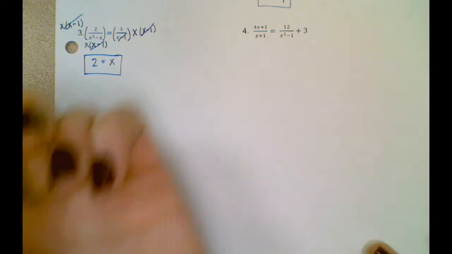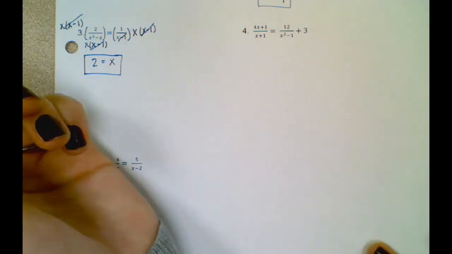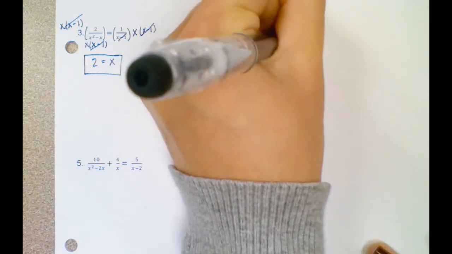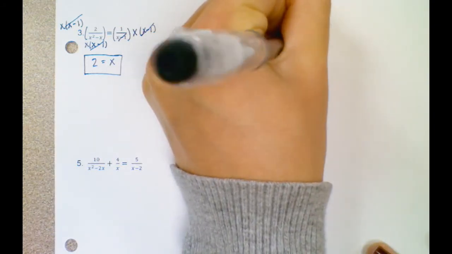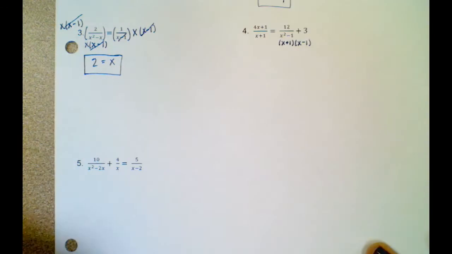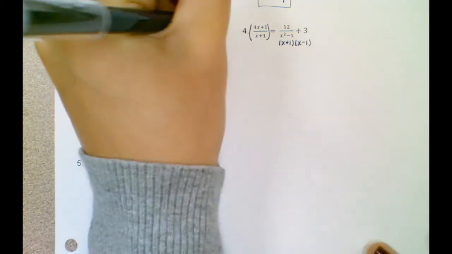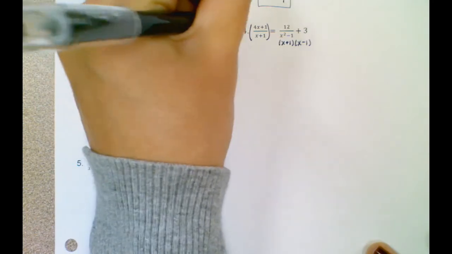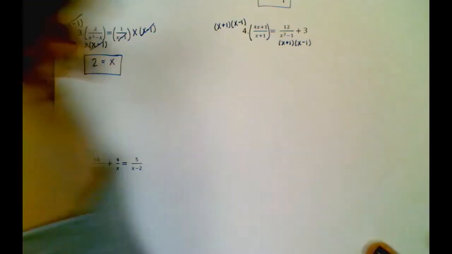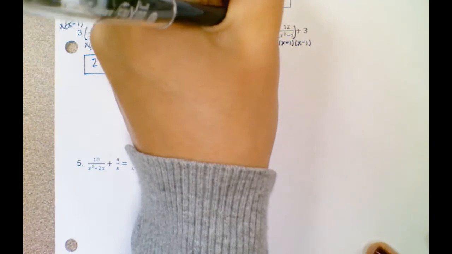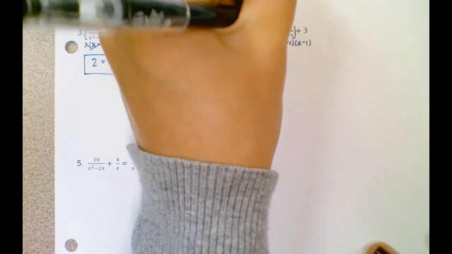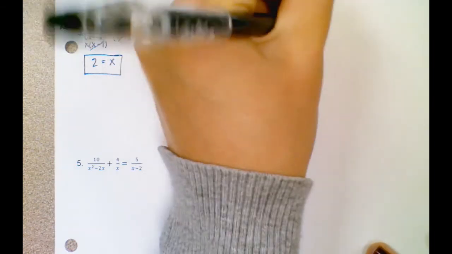Okay? All right, number 4. Let's see here. Oh, this is x squared minus 1, so that's going to factor as x plus 1 times x minus 1. That's a difference of two squares. Okay, so I'm going to multiply this term by that common denominator, not the least, x plus 1 times x minus 1. And this whole guy, this number 3.